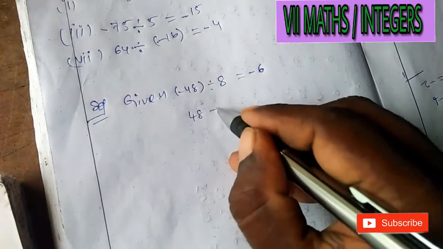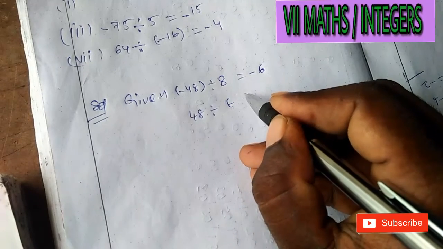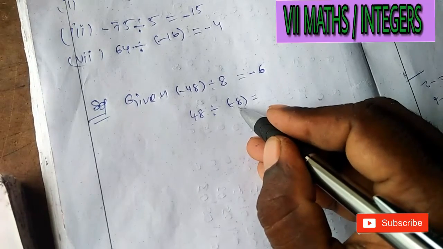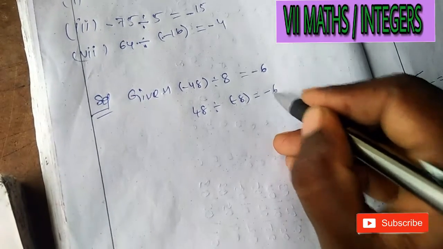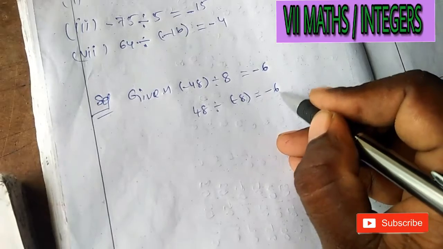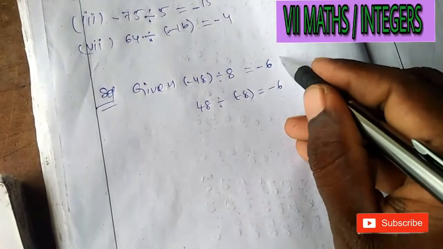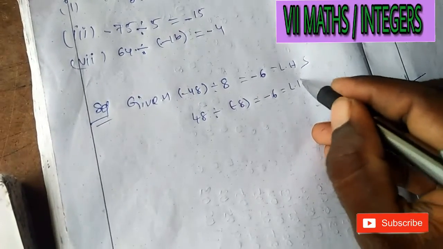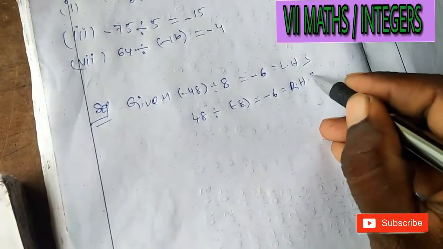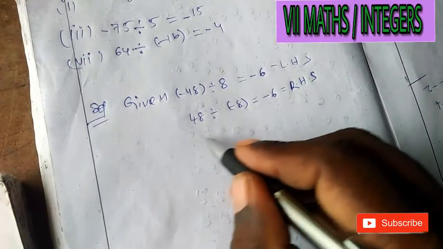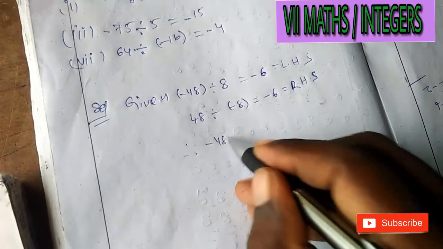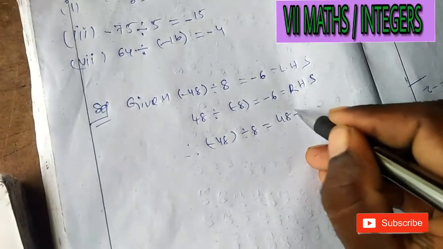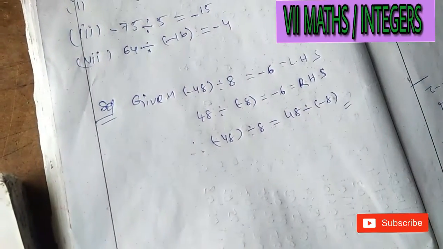So 48 is divided by minus 8, so it is divided by a negative number. So you get the answer minus 6. So both ways you get the same answer, left hand side and right hand side. On the left hand side we get minus 6, and on the right hand side we also get minus 6. Therefore you can write minus 48 divided by 8 is equal to 48 divided by minus 8. We can say that.